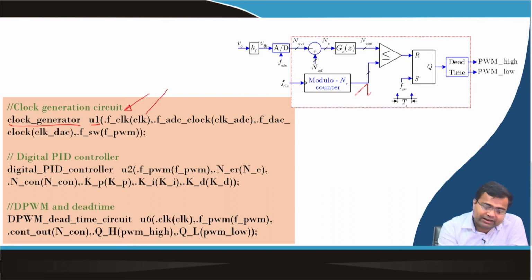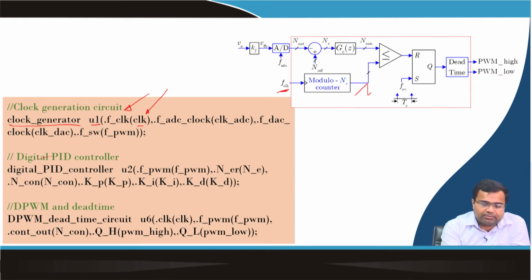And these are the local variables, because in the main module we are taking the switching frequency clock and the digital controller clock, which is this clock, the CLK. So, it is connecting. That means the clock generator takes this clock as the input and it is generating the output ADC clock, DAC clock, and the switching frequency clock, and these are the local variables.